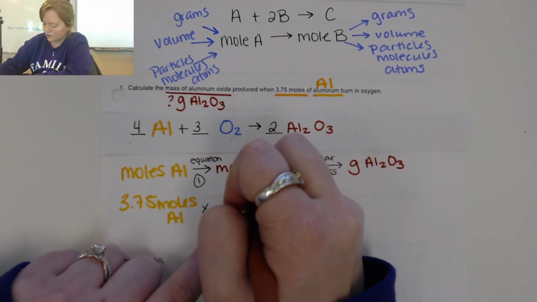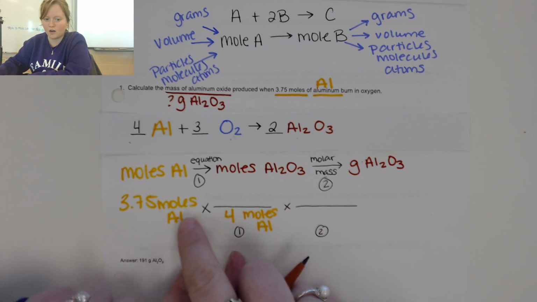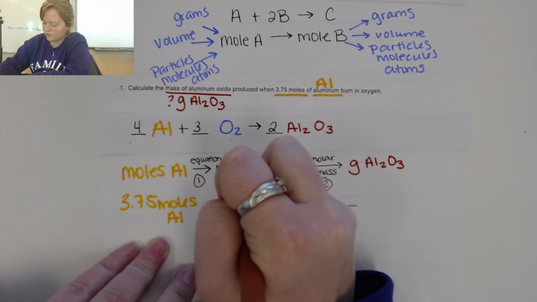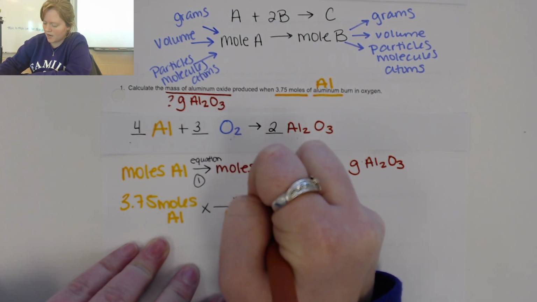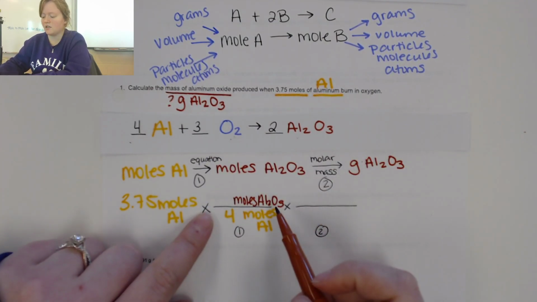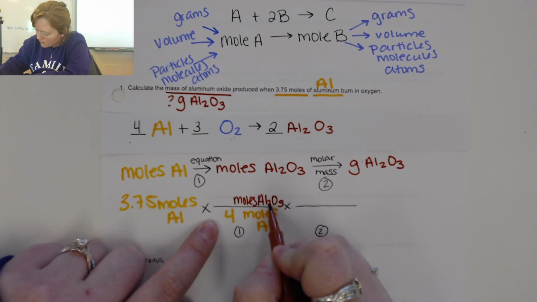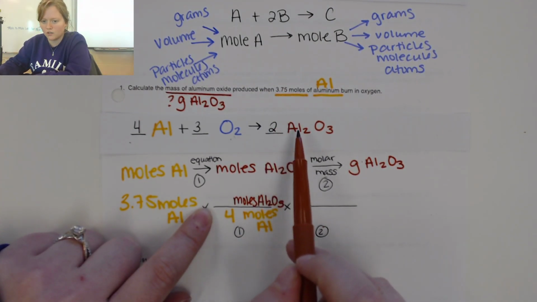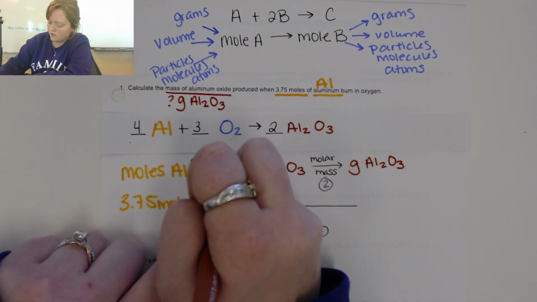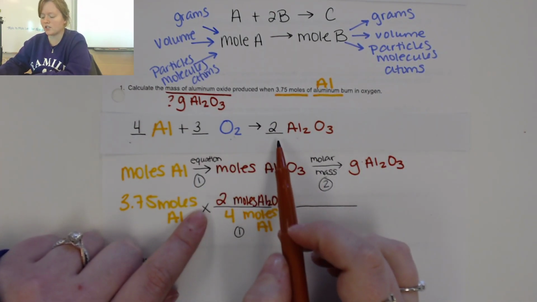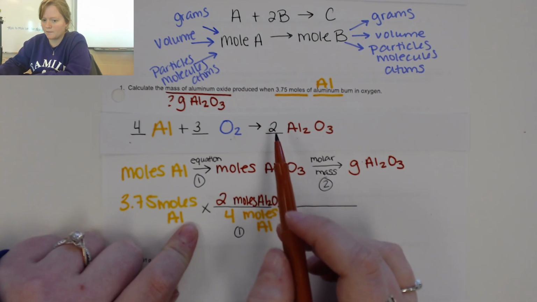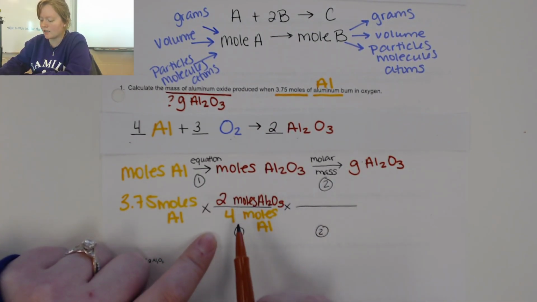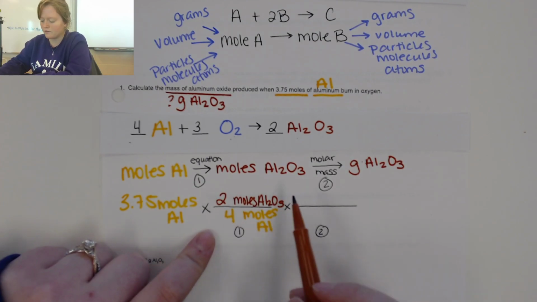Then, if we take a look at the top part, right, our moles of aluminum are going to cancel. In the top half, we need moles of aluminum oxide, Al2O3. All right, we go to our balanced equation. We see that this is a 2 here. So our coefficient, our mole ratio, if we are going from moles of aluminum to moles of aluminum oxide, is a ratio of 2 to 4.